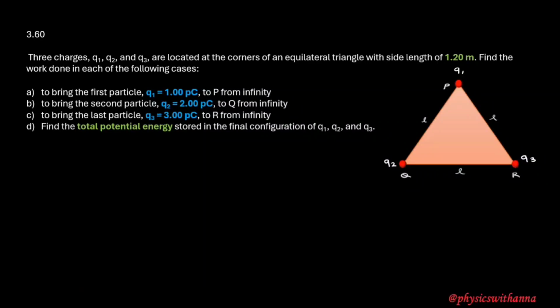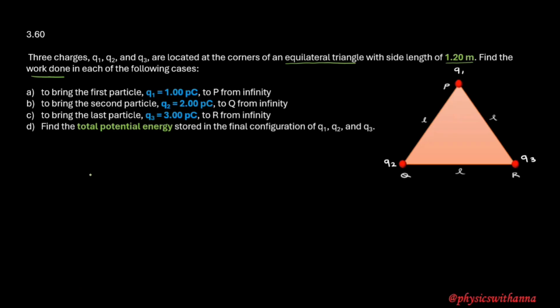Question 3.60. Three charges Q1, Q2 and Q3 are located at the corners of an equilateral triangle with side of length 1.20 meter. Find the work done in each of the following cases. So here in this question you have 3 point charges Q1, Q2, Q3 which are placed at each corner of an equilateral triangle. And we need to find the work done in bringing each of them in their respective position.